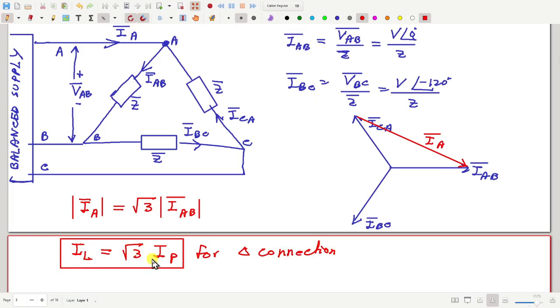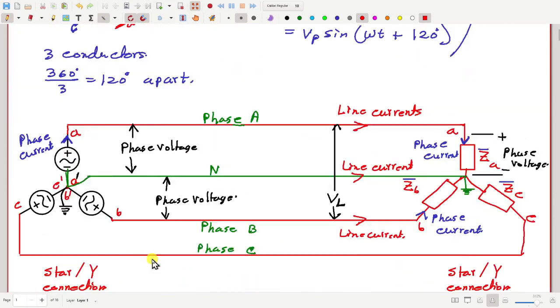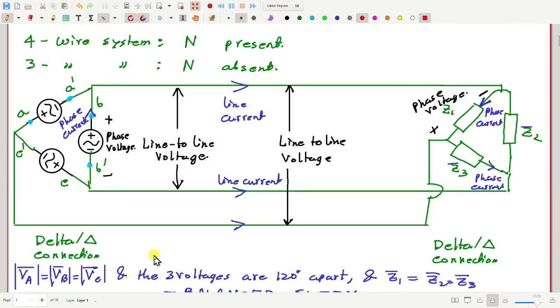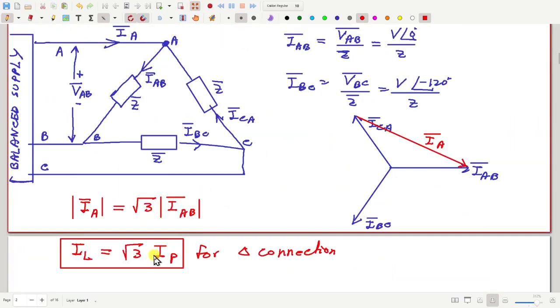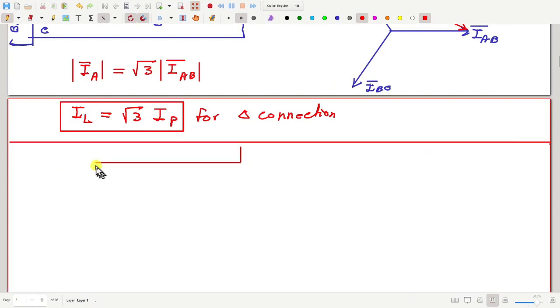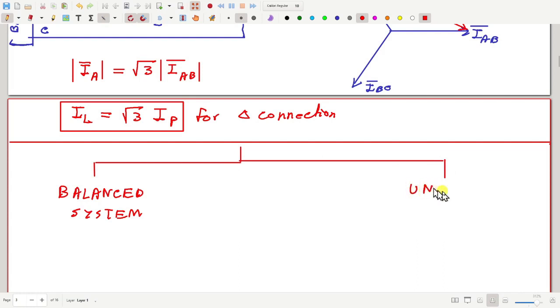And what is the relationship between line current and phase current for star connection? They are the same. Yes. Equal. Okay. Fine. Now, we talked about two possibilities. One is a balanced system. Another is an unbalanced system.